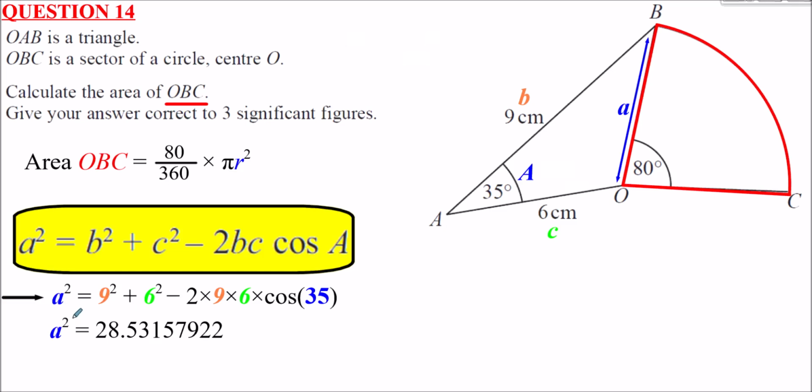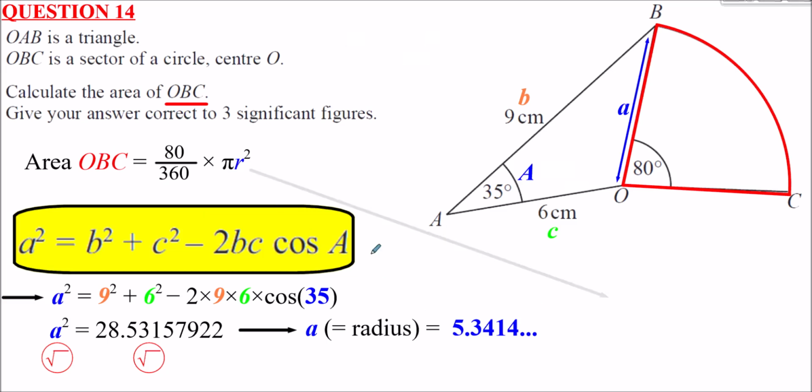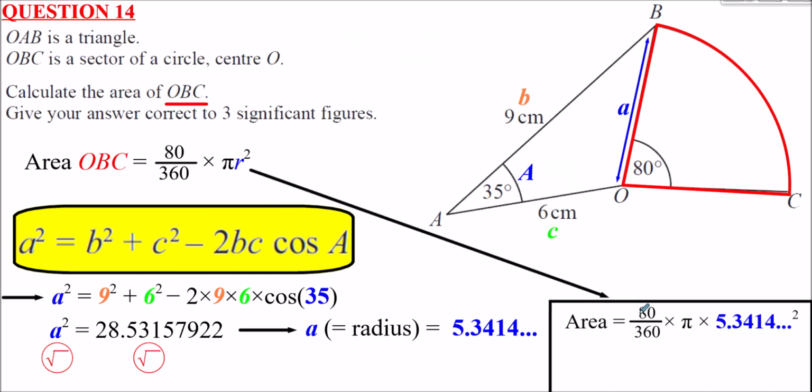Something like this. But that's A squared. We don't want A squared, we want just A. So what's the opposite of squaring something? It's going to be to take the square root. So if we square root both sides now, we can find A. Therefore, A, in other words the radius, is 5.3414 and so on. So now we can use this and plug it in to work out the area of OBC. So therefore, the area of OBC is this fraction times pi times that value squared.